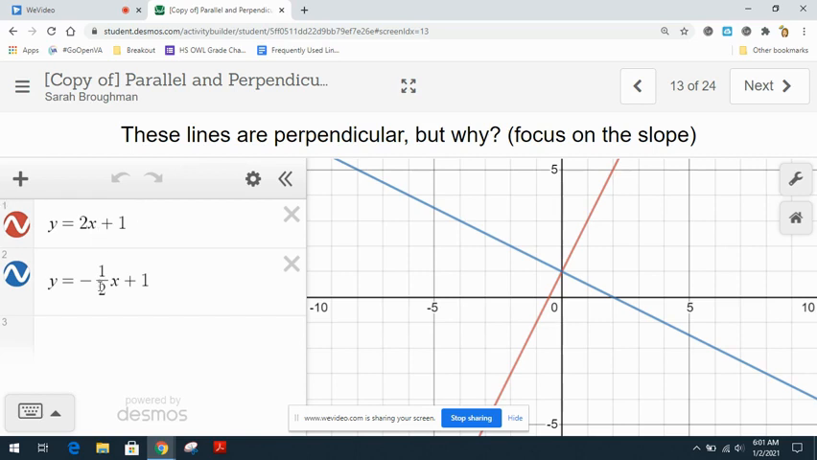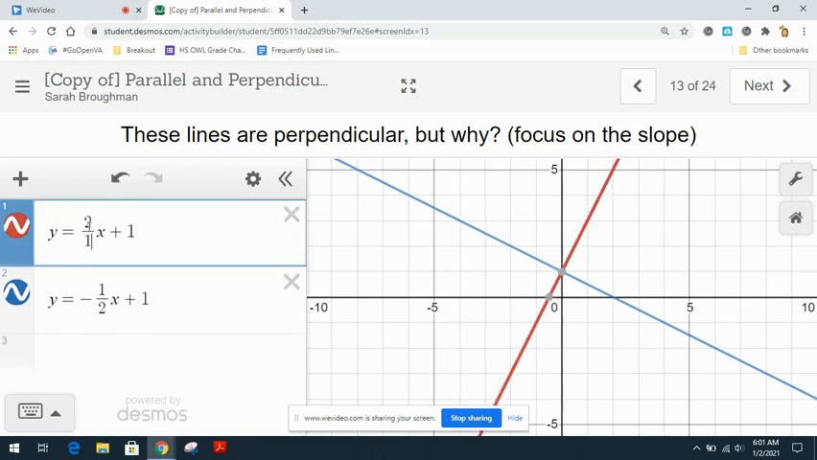They both have a 2. This one's positive, this one's negative. This is technically like 2 over 1. This is 1 over 2. So I flip this slope and change the symbol.